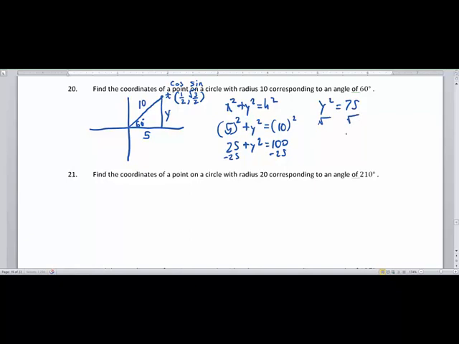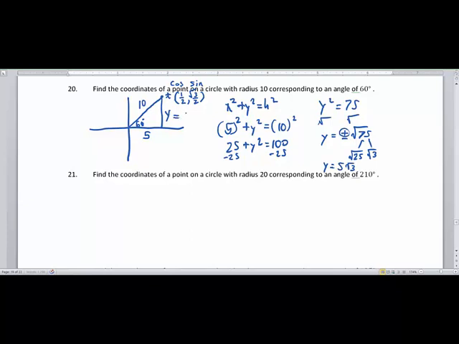If I take the square root of both sides, then I'm going to have y is equal to plus or minus the square root of 75. Now we're going to be in the first quadrant, so we'll choose the plus here. So the square root of 75 can be broken into the square root of 25 and the square root of 3. So that means our y is going to be equal to positive 5 square roots of 3.